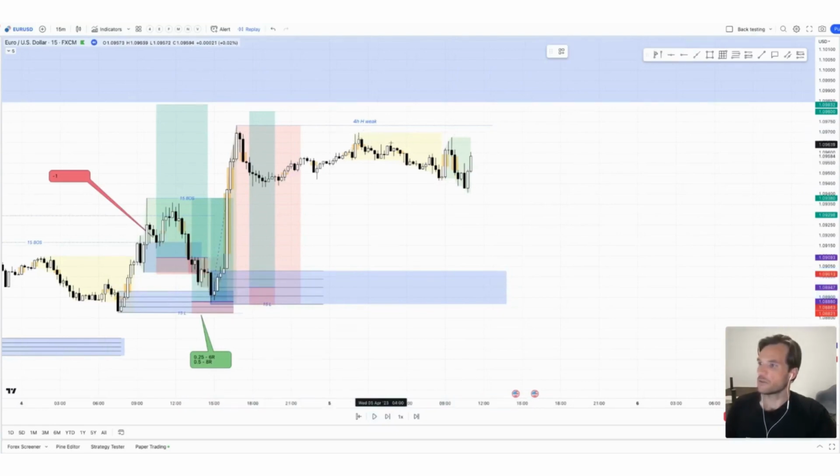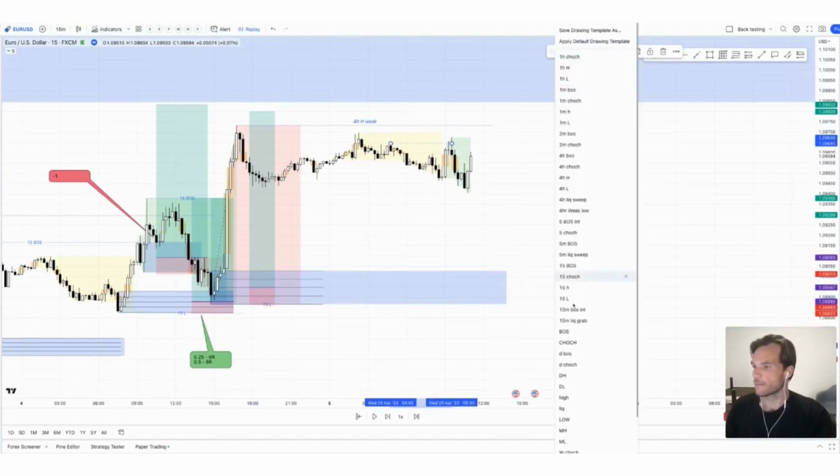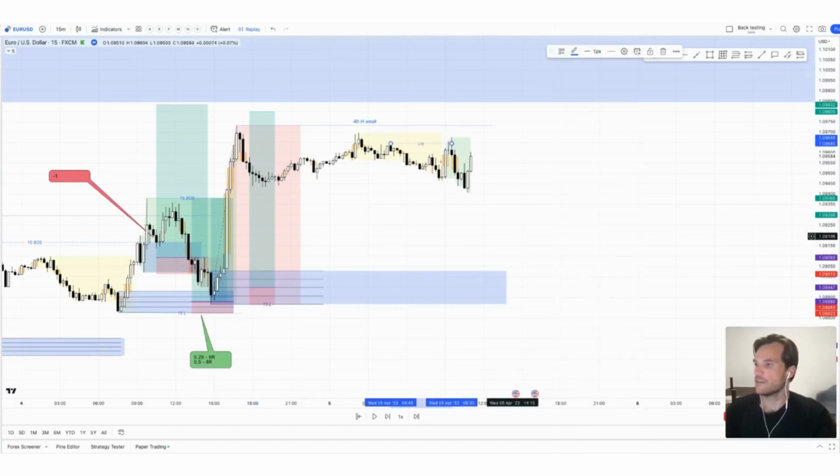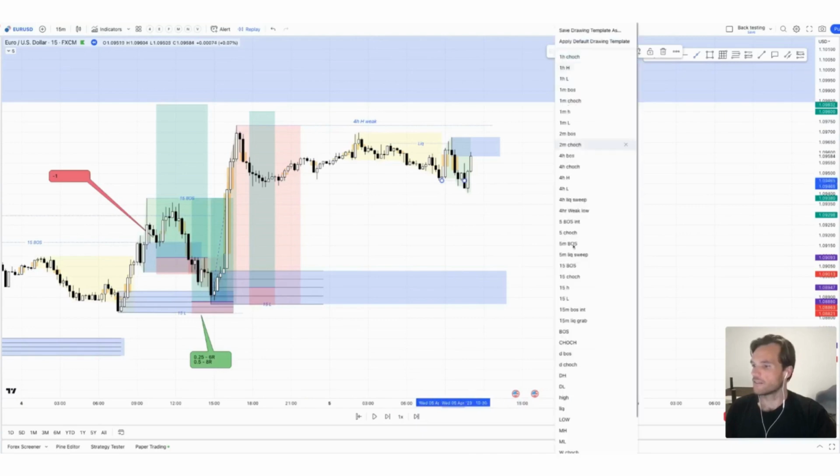Had a nice little sweep of liquidity. So I wouldn't trade it personally. I don't really trade the internal structures so much. But if we were, you could probably count on something like that.